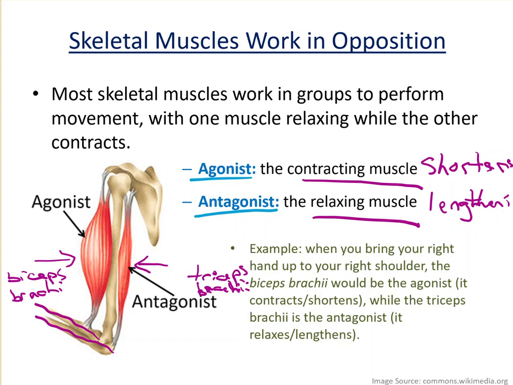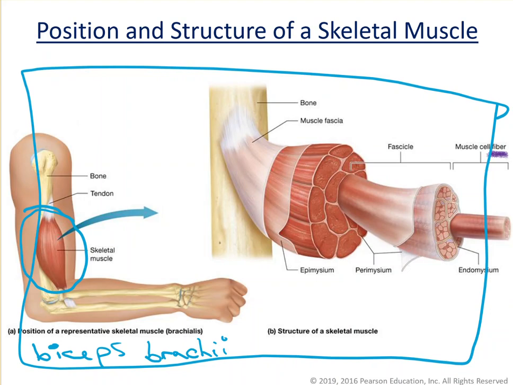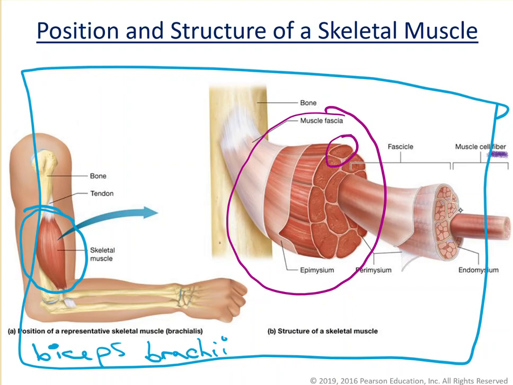So keep that in mind when you're thinking about muscles. Continuing with how the muscle cells look. So we talked about the structure of a skeletal muscle, remembering again that each muscle is composed of many fascicles, and each individual fascicle is composed of many muscle cells.